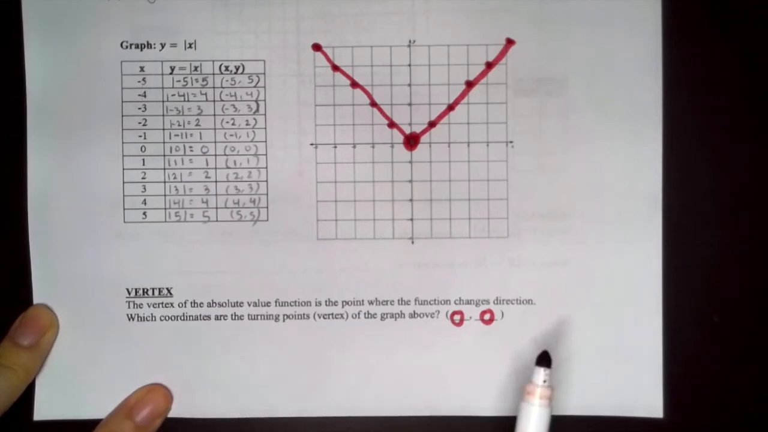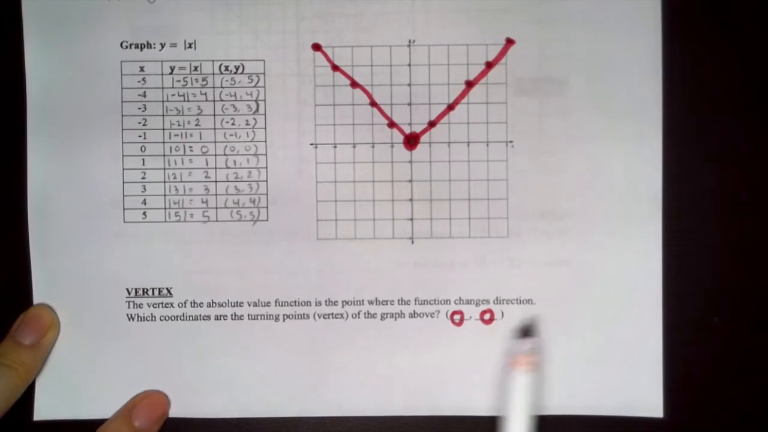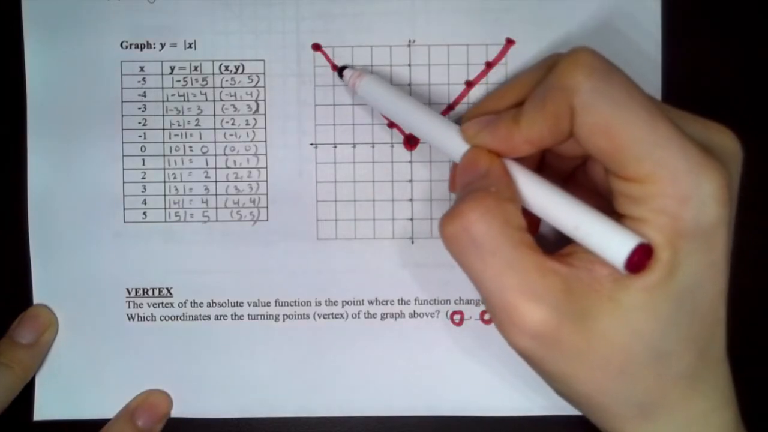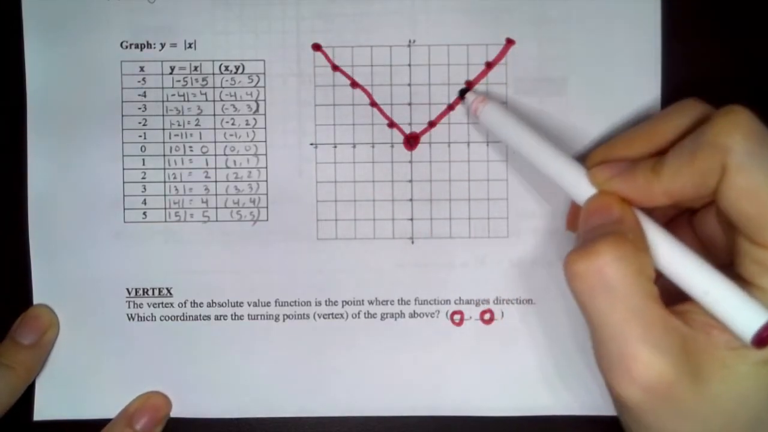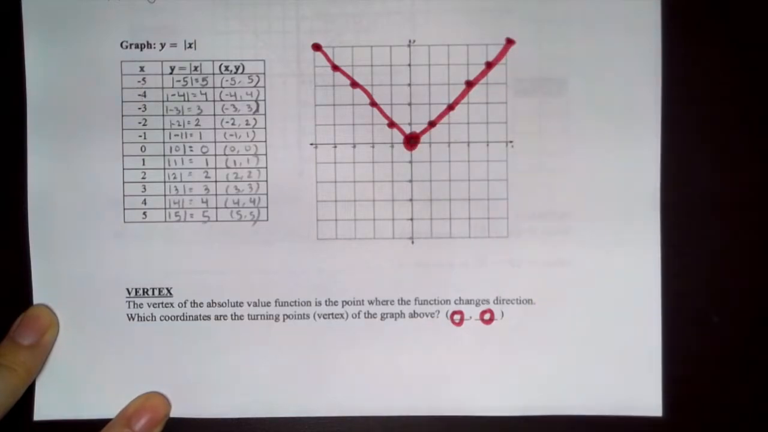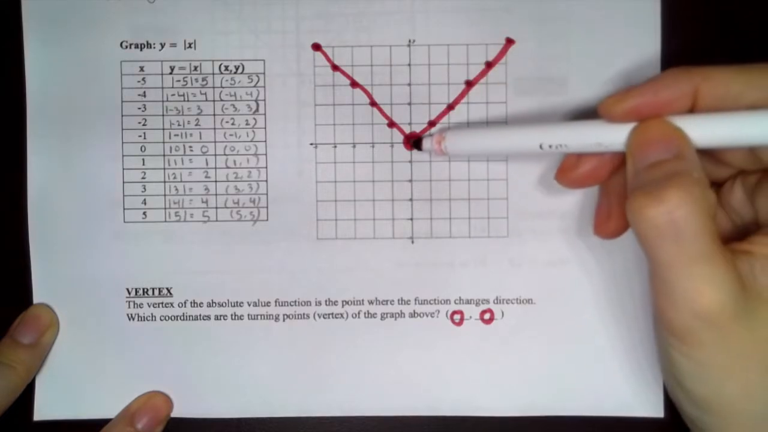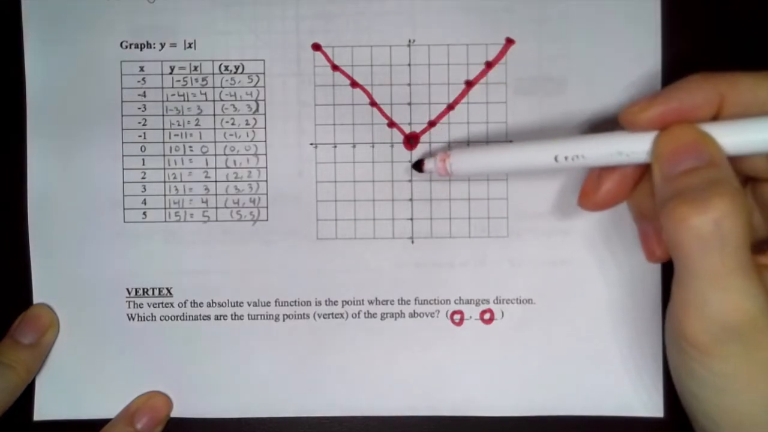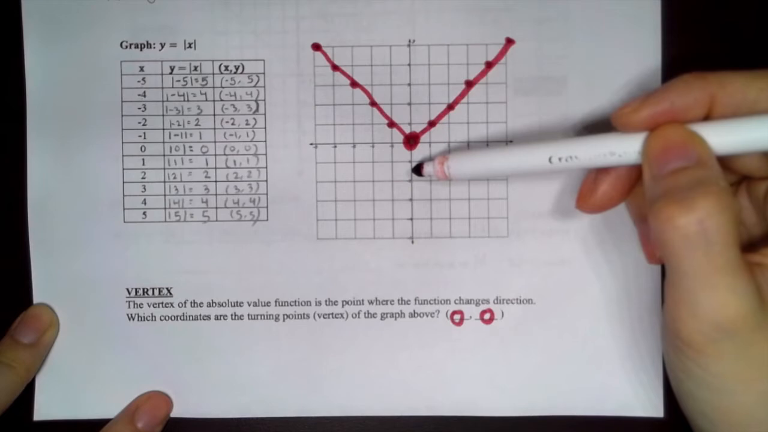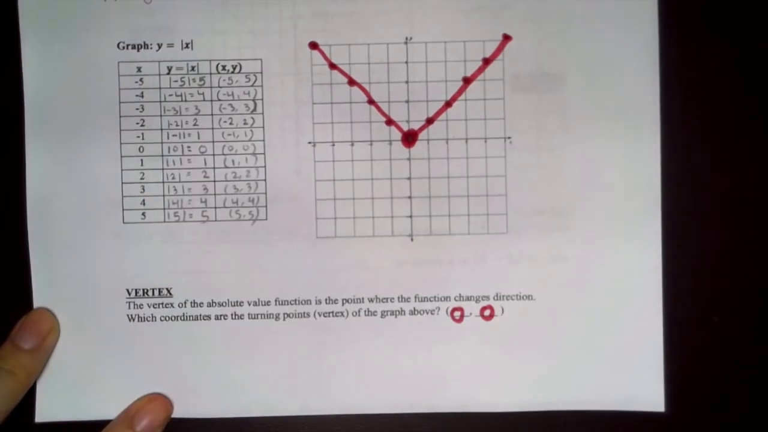The point where the function changes direction. Look, it was negative slope and it turned to positive slope. So that point is my vertex. Or we can also say that's the turning point, but normally we call that vertex. So that's 0, 0. So for absolute value, this point is a very special point. So every time you will find the vertex. Okay, so far, any question?